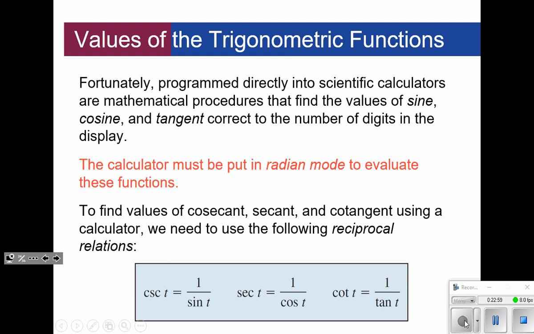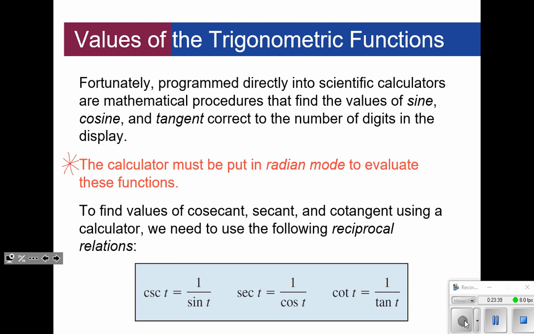The calculator must be put in radian mode to evaluate the functions. So if you're going to be putting in sine, cosine, tangent, you have got to be putting your calculator in radian mode. What that means is you do shift, setup, and then I forget what number it is, 3 or 4? Okay, so then you hit 4, and then you hit enter, and then you can clear it out, and then you're in radian mode.